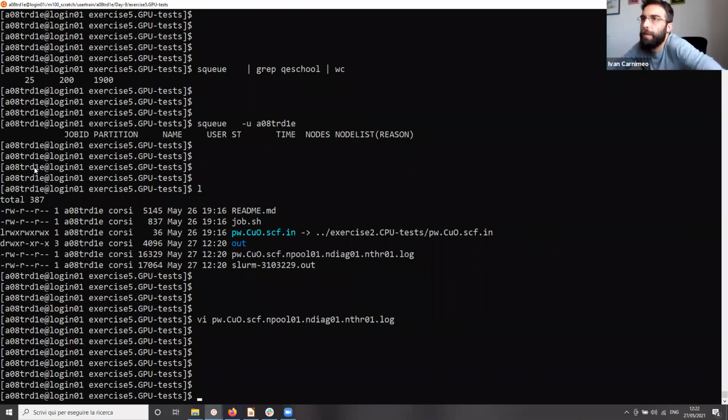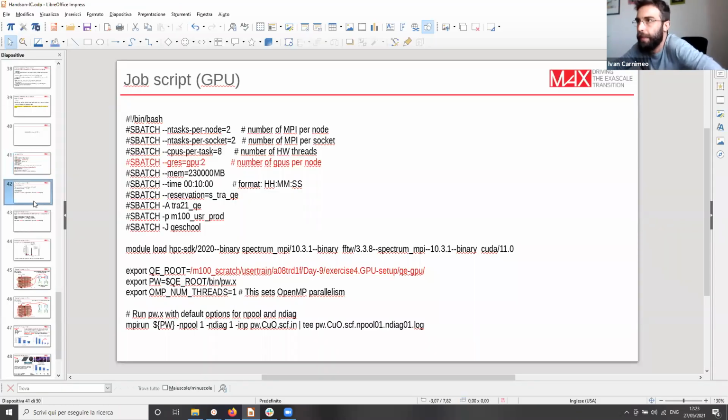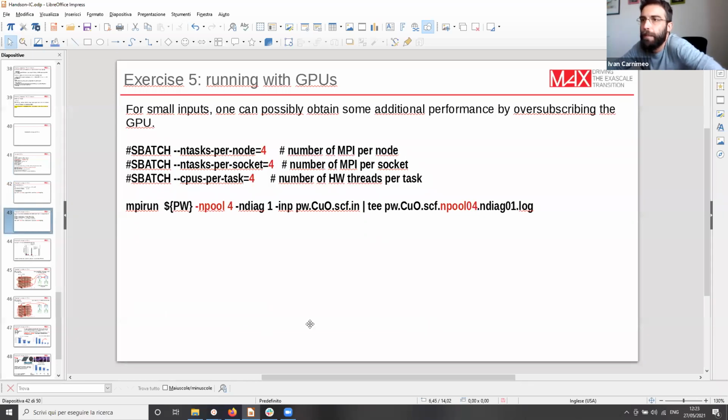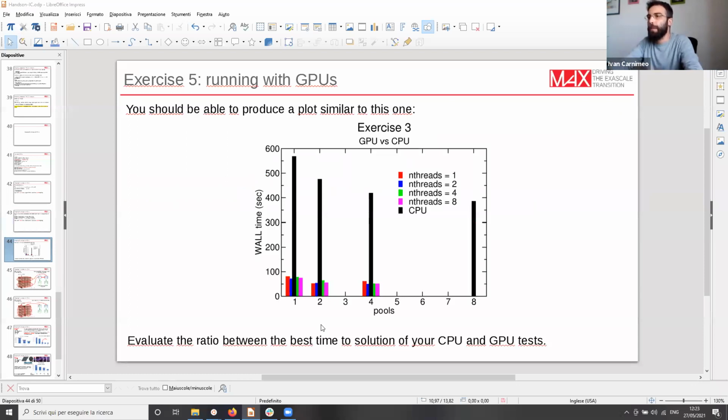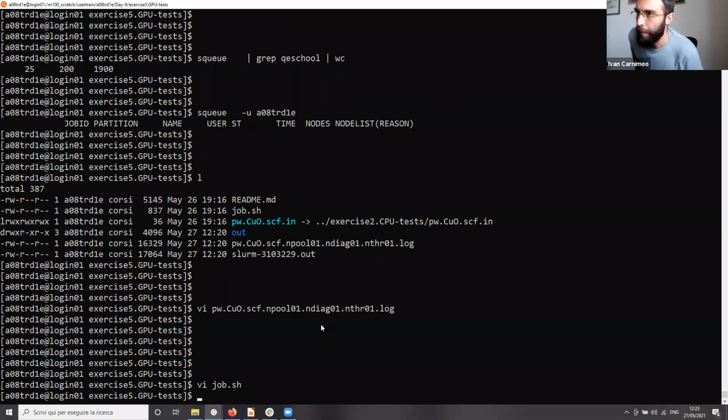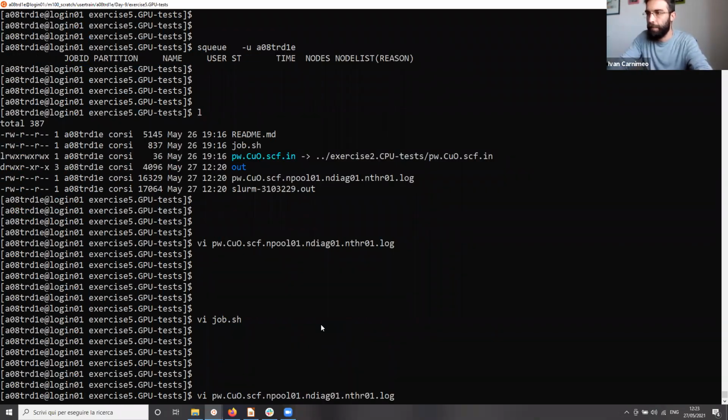What you can do now is to add OpenMP threads, so you can try them. You can change this export here. You can put 2 and run the calculation, or put 4 and run the calculation. If you do this, what is happening here? Let me compare again.